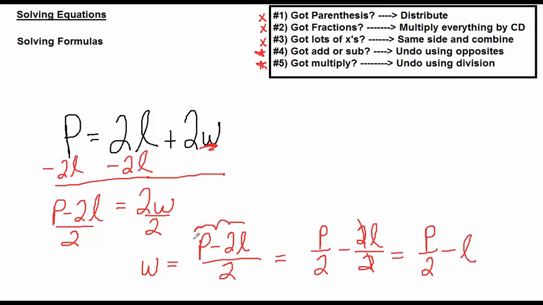Both these answers are fine. This is written as a single fraction. And this right here is written as simplified, but it's 2 fractions. So both of those answers are fine. That is how we solve formulas. We can use the 5 GOTS to solve formulas. Let's have you guys give a couple a try.